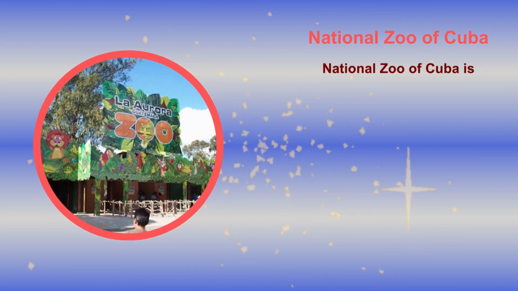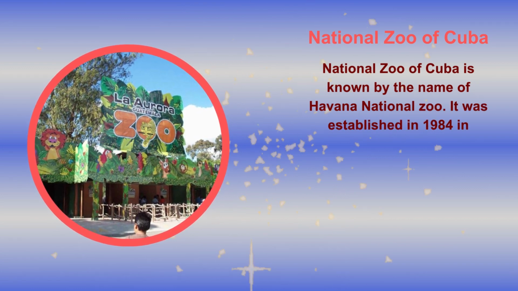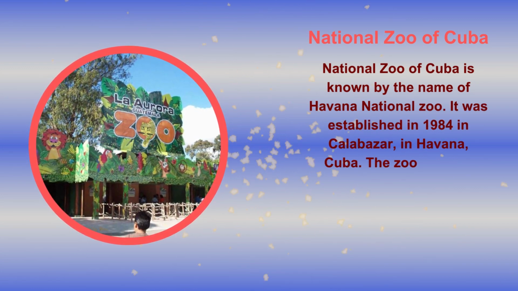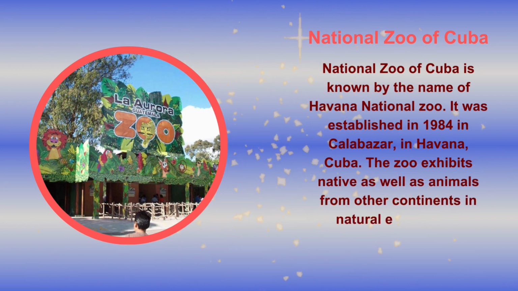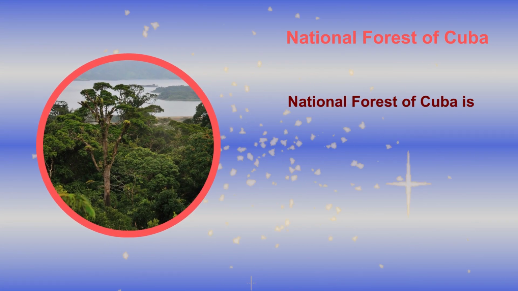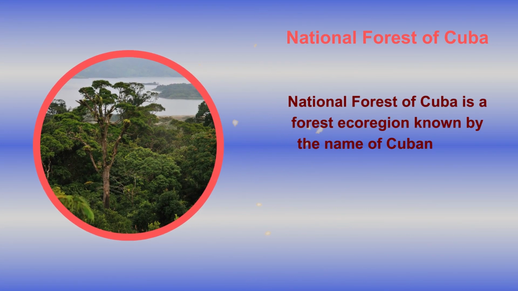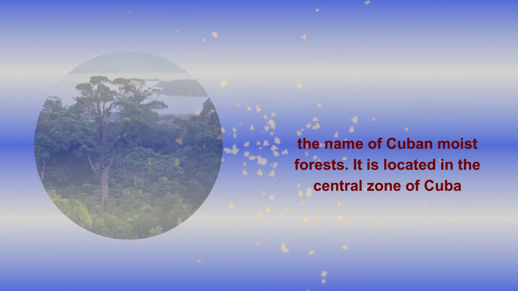The National Zoo of Cuba is known by the name of Havana National Zoo. It was established in 1984 in Calabazar in Havana, Cuba. The zoo exhibits native as well as animals from other continents in natural enclosures. The National Forest of Cuba is a forest ecoregion known by the name of Cuban moist forests. It is located in the central zone of Cuba.